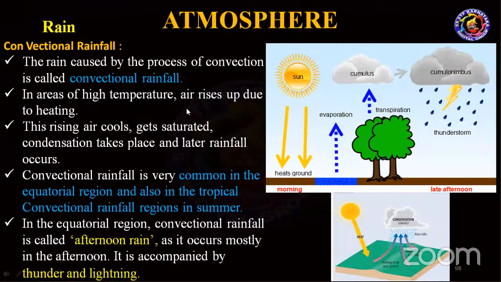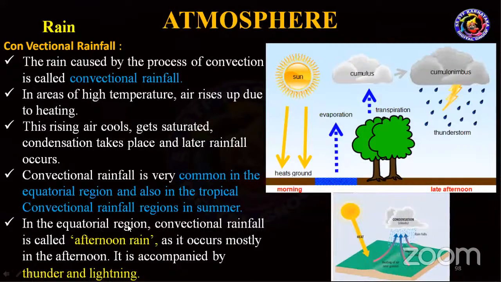In the areas of high temperature, the air rises due to heating. While it starts to rise toward the height, due to the low temperature in the highest area, it starts to cool, and later it results in rainfall. Convectional rainfall is very common in the equatorial region and also in the tropical area.